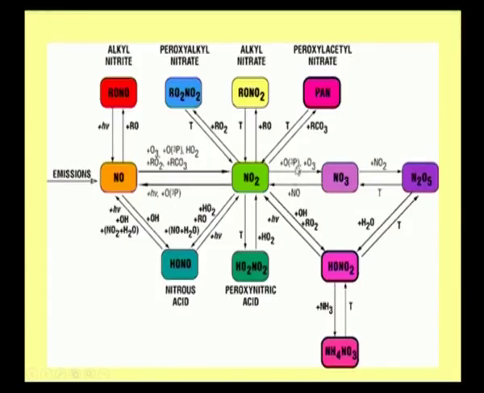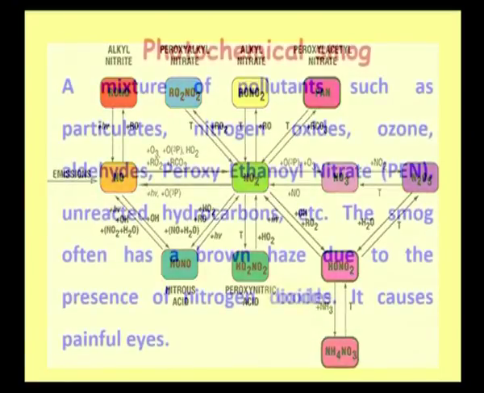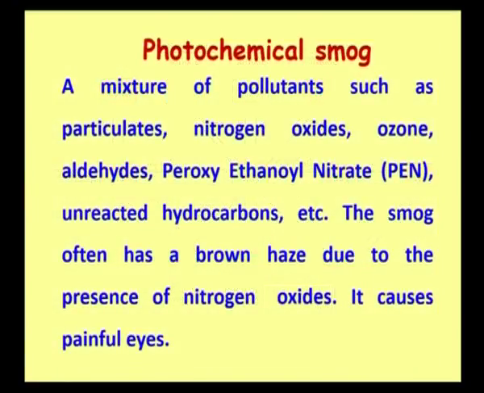And in this diagram we are portraying all the types of pollution, and we are going to discuss them in detail. The photochemical smog is a mixture of pollutants such as particulates, nitrogen oxides, ozone, aldehydes, peroxyacetyl nitrate, and unreacted hydrocarbons. When all these combine together, they form a brown haze due to the presence of nitrogen oxides. It causes painful eyes also. That is why it is called photochemical.